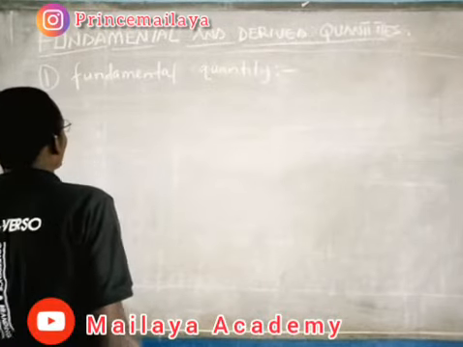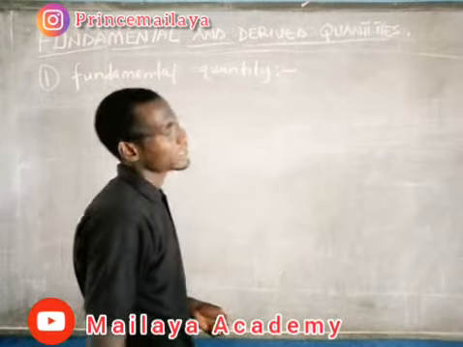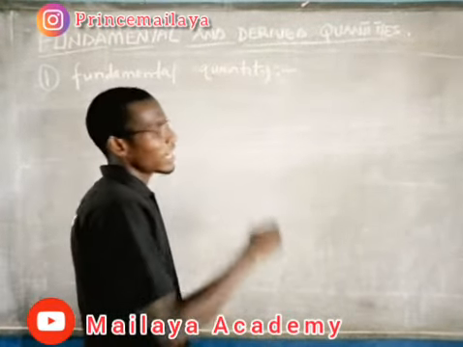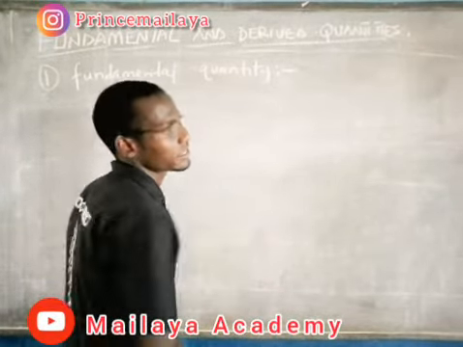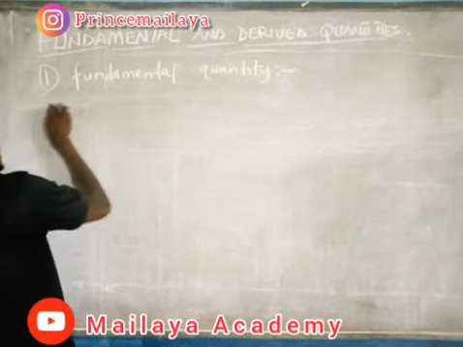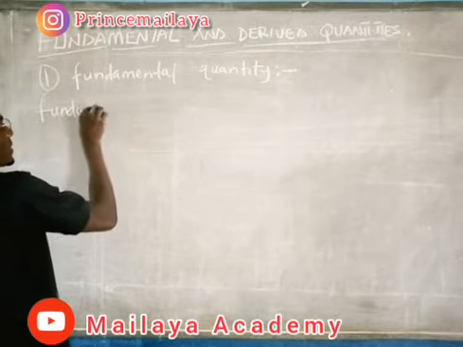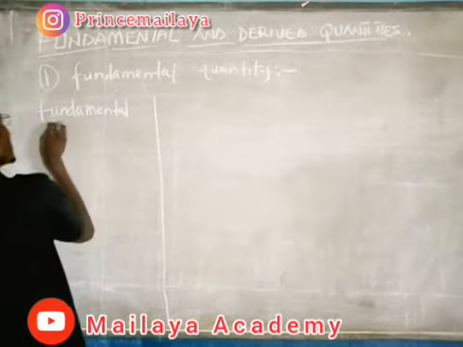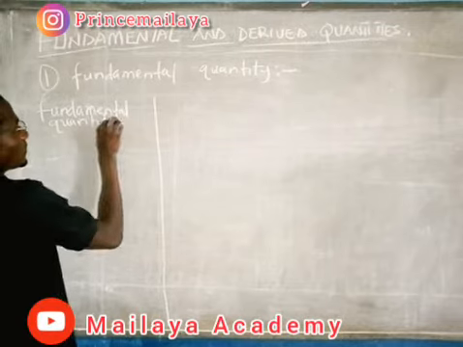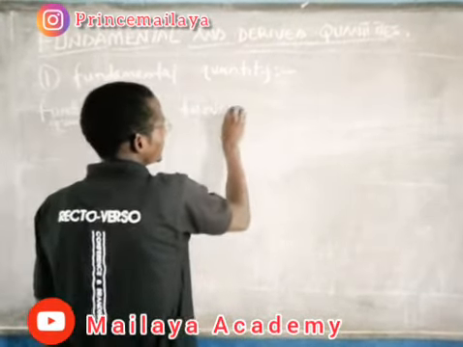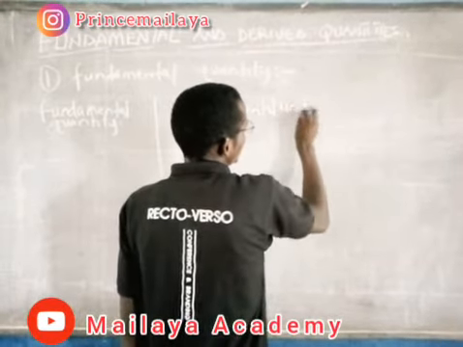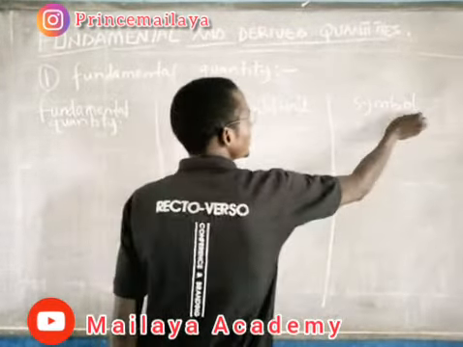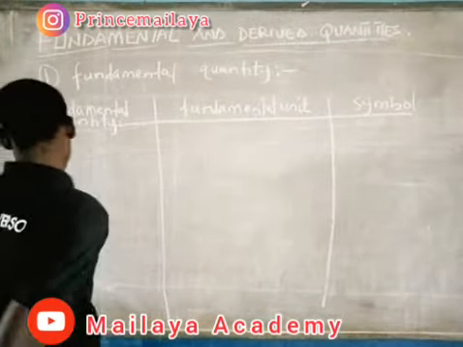Now let us see examples here. Oh, before seeing examples, the units of fundamental quantities are also known as fundamental units. We are now talking of fundamental units, not SI unit. There is a difference. So for examples, let us have a table with fundamental quantity, unit, and symbol.